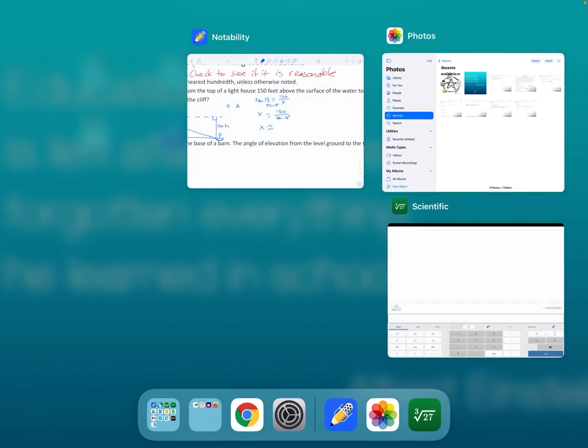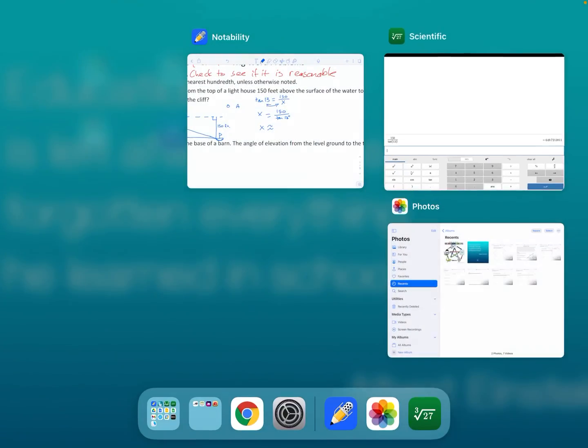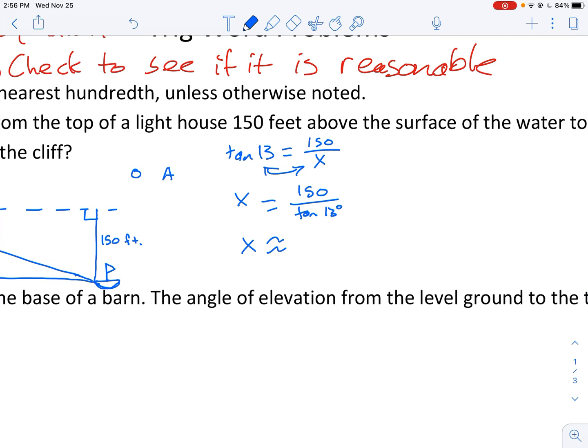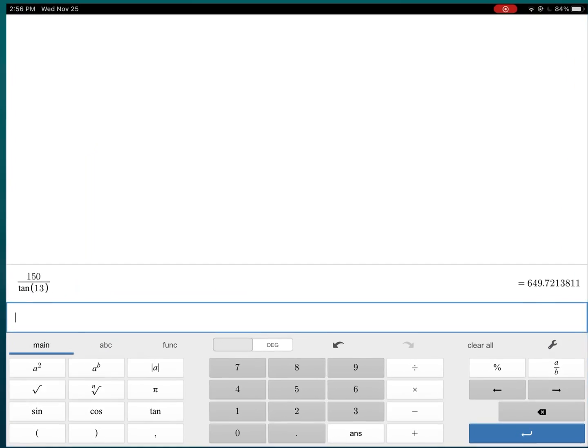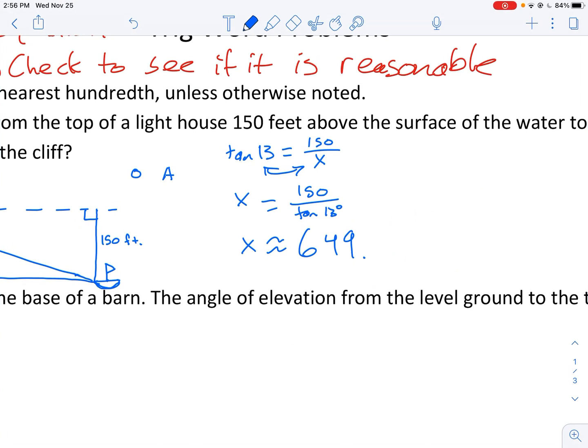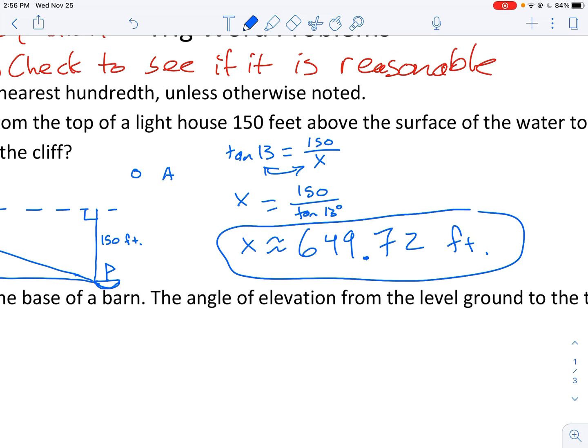So I keep going to the wrong thing over and over again. It's 649.72. And this was in feet, so I'm going to leave it as feet. So we got an answer.